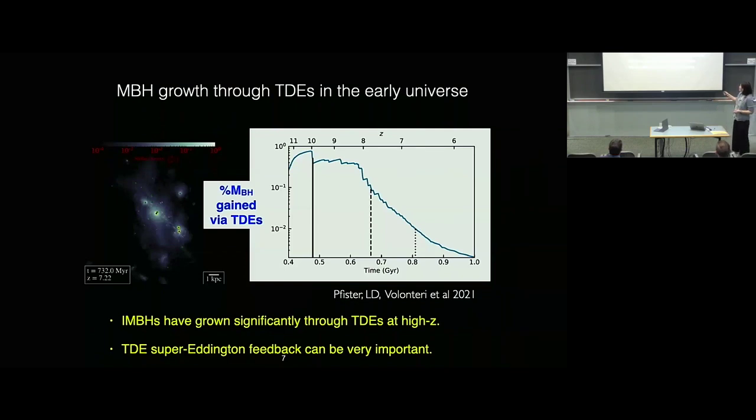And you can see at high redshift, especially when these black holes are still in the intermediate mass black hole range, they can actually accumulate a significant fraction of their masses through TDEs, which is to say, it's possible MBHs have grown significantly through TDEs at high redshift, especially when there are mergers happening. And also in this space, the super Eddington accretion feedback from TDEs, like through these powerful winds or radiation or jets when it's produced, can be very important for the growth of the host galaxies as well. So I think that's something worth further investigation.